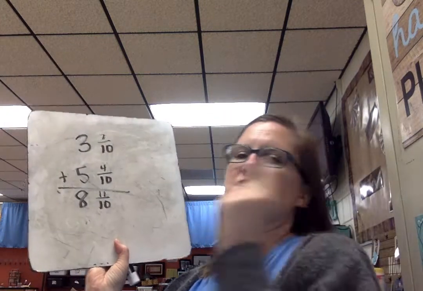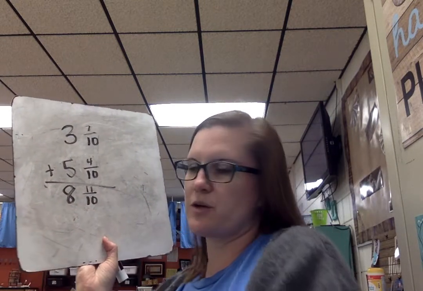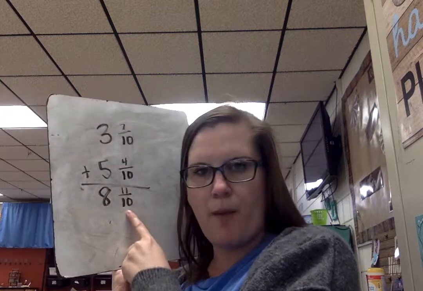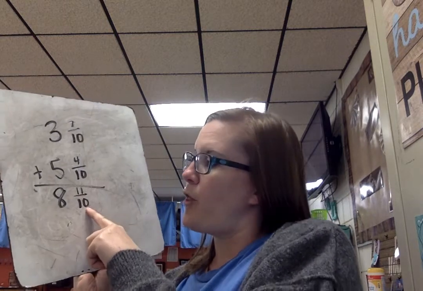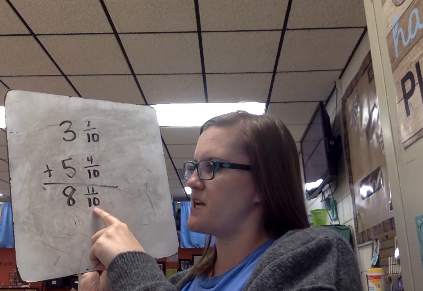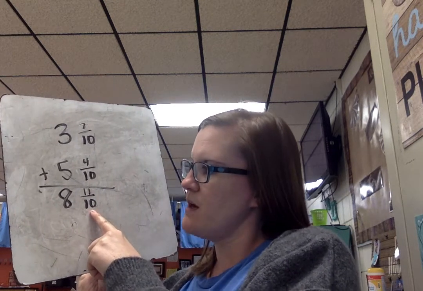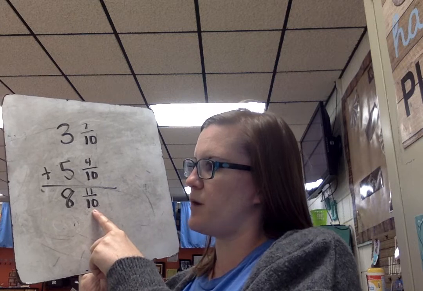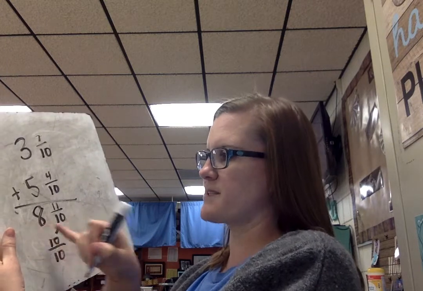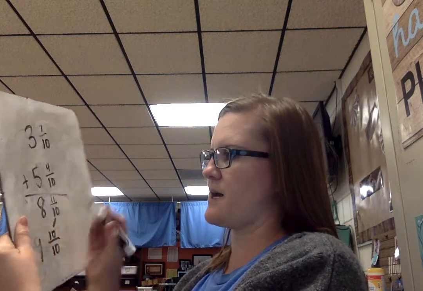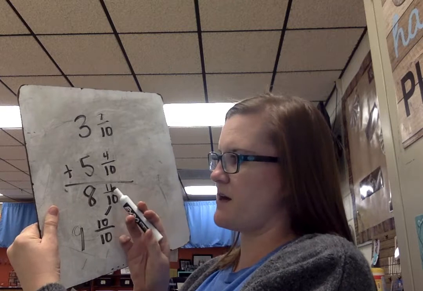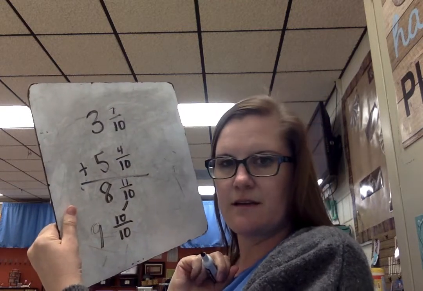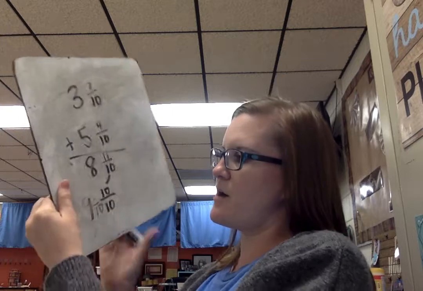Now, I am going to teach this week how to turn that into, it doesn't look right. It's improper. That's why it looks kind of funny. The way to think of this is I see that there's 10 pieces in the whole, so 10 tenths would be 1 whole. So I'm going to take 10 tenths out, and if that's 1 whole, I'm just going to give it to that 8 to make it 9. And then how many do I have left? If I took 10 tenths from 11 tenths, I would have 1 tenth. So 9 and 1 tenth would be my sum.